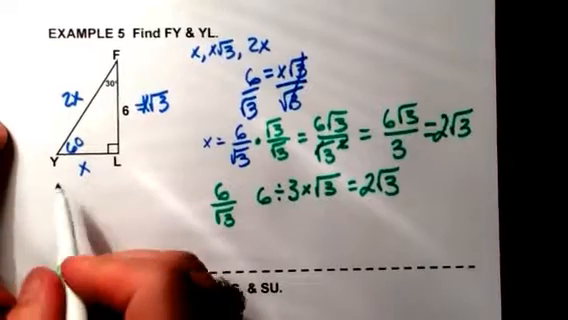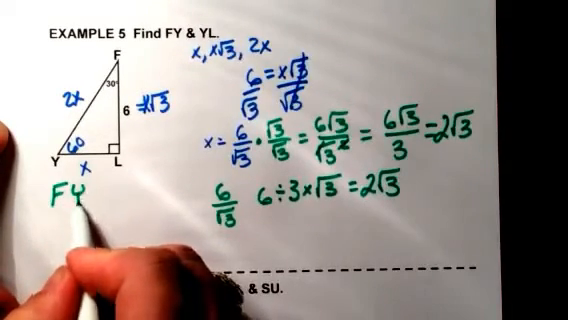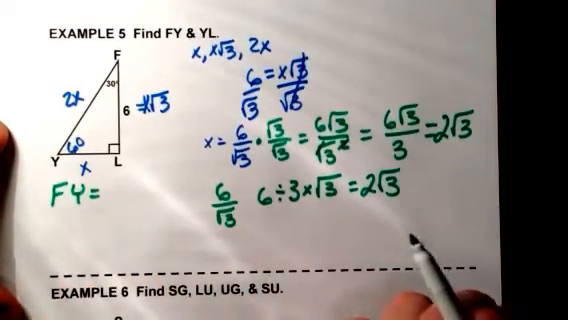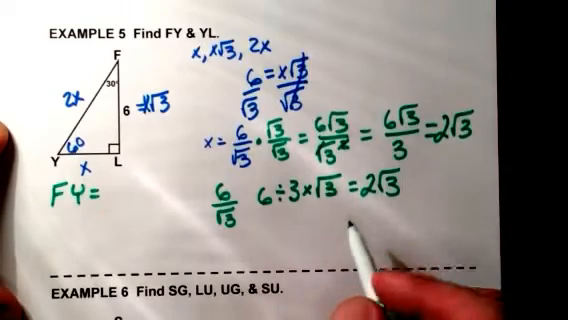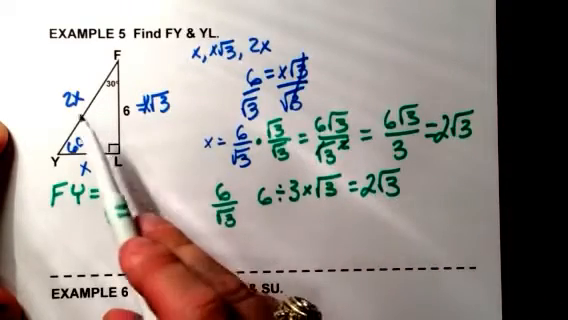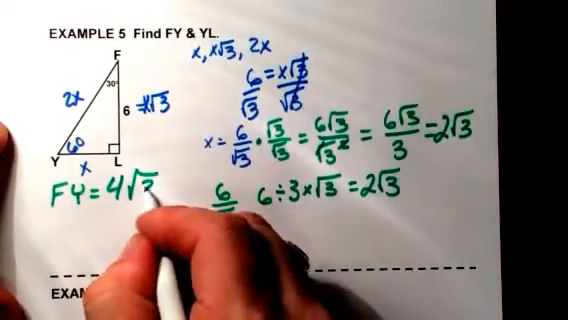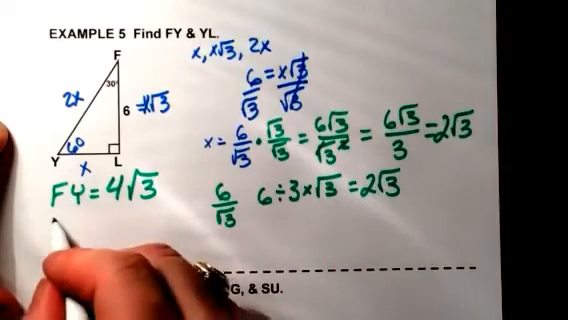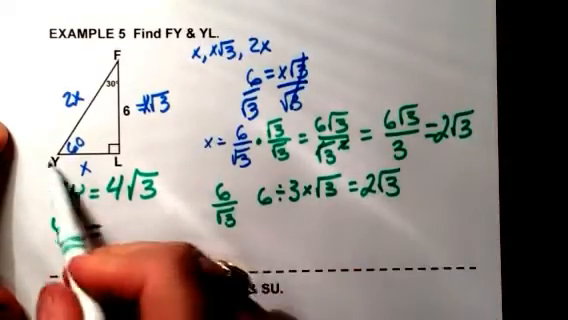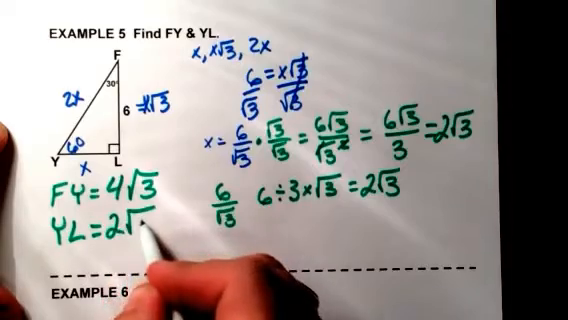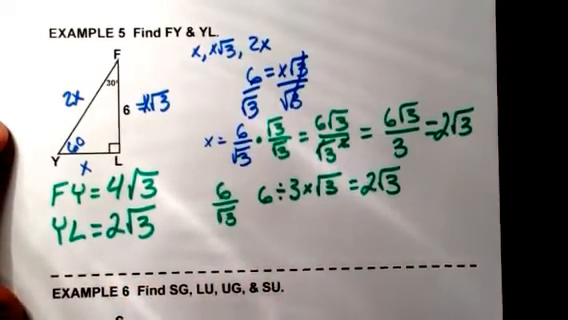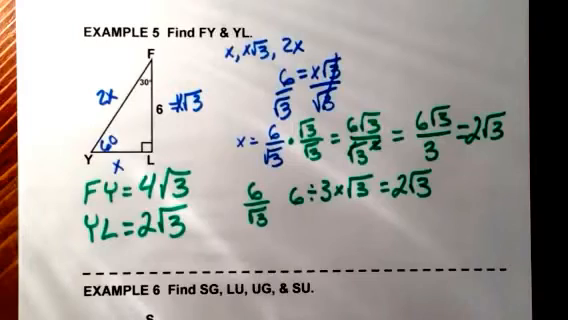So, to answer the question, it asks for the distance of FY. We know that x is 2 radical 3. FY is 2x. Well, 2 times 2 is 4, so we're going to say 4 radical 3. And they ask for YL. YL is just x, so that is 2 radical 3. So, my suggestion to you at this time is to pause the video and do your best on example number 6.